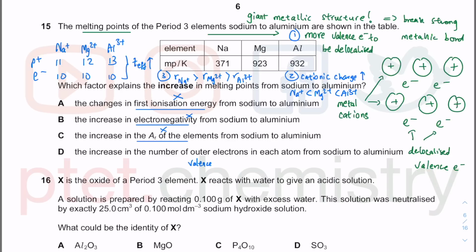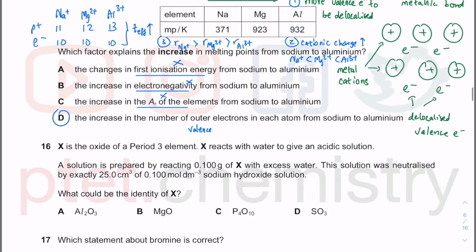So that means D is actually the answer we're looking for, because it is one of the factors that I discussed. The more electrons you pump into this sea of delocalized valence electrons, the stronger the attraction between these electrons and the cations, therefore the stronger the metallic bond, therefore the melting point increases.